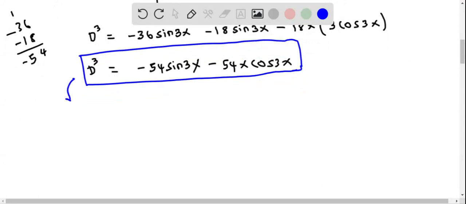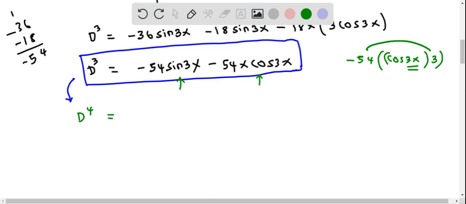We now find D4 by differentiating D3. We have to differentiate this term as well as the second term. The differentiation of negative 54 sine 3x: I put the negative 54, and the differentiation of sine 3x is cos 3x, and then applying the chain rule to differentiate 3x, we get 3. So this equals negative 54 times 3, which is negative 162 cos 3x.